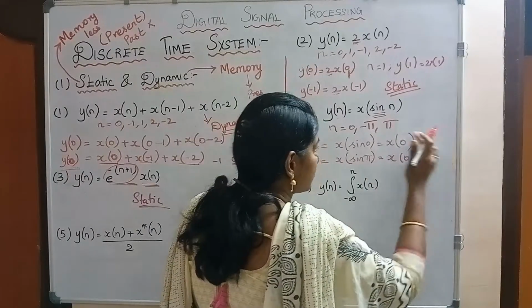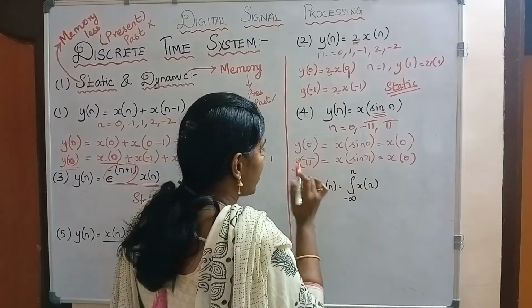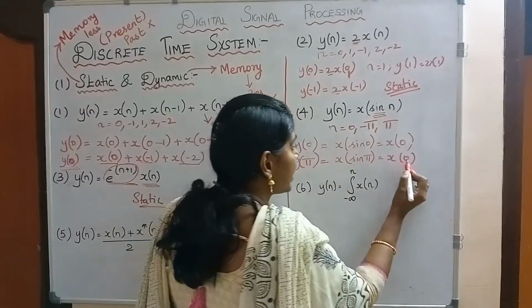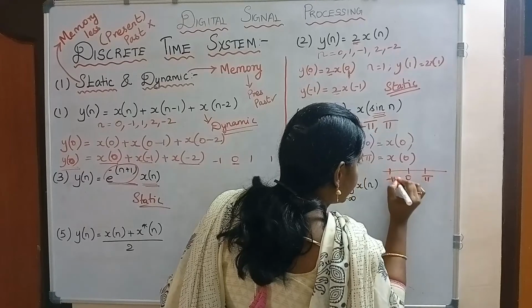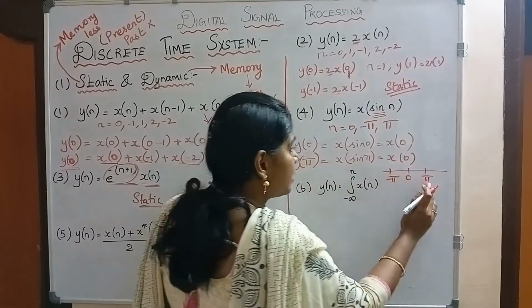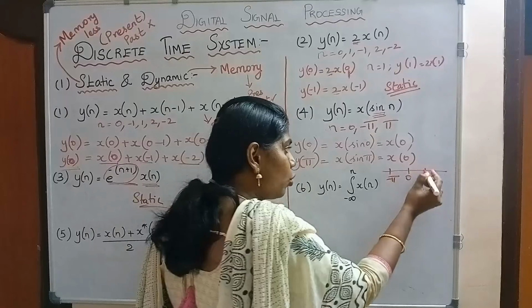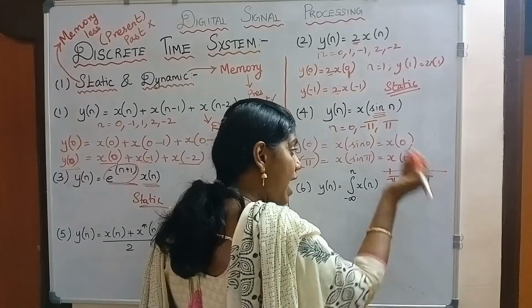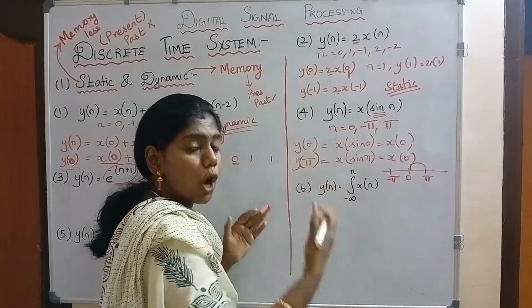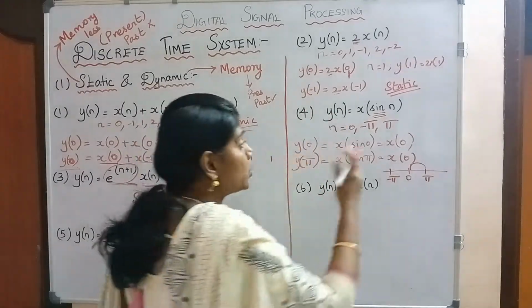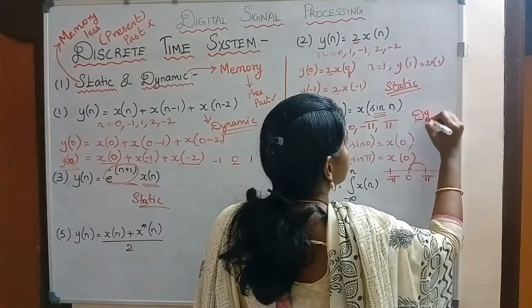Fine, static system. Now I am again passing another value, pi. What am I getting? I am passing pi, but I am getting 0. So 0 is passed for pi. So the output here depends on the passed input. So this particular system is a dynamic system.